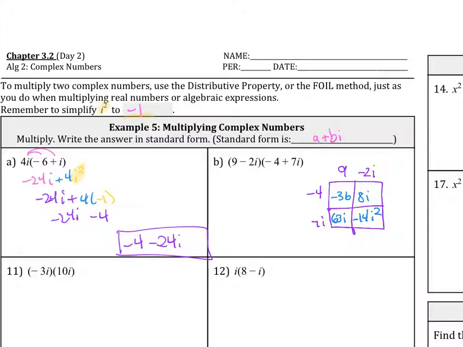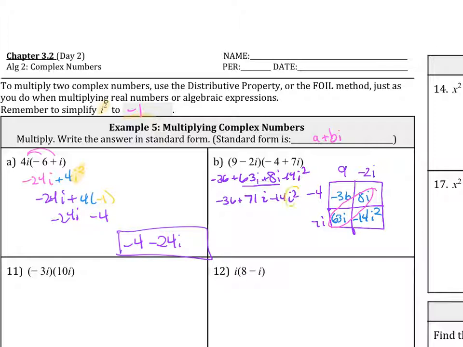So we can combine like terms. We know that we can combine 63i and 8i. So let's write out what we have. We have -36, and I'll go ahead and write it out here. 63i plus 8i, and then minus 14i squared. So we can combine the 63i plus 8i, and that's going to become -36 plus a 71i, and then minus 14i squared.